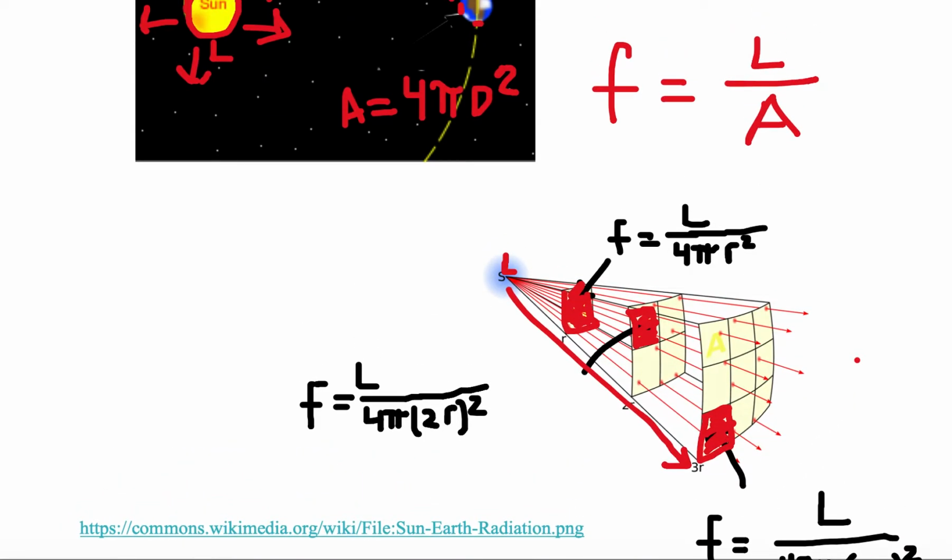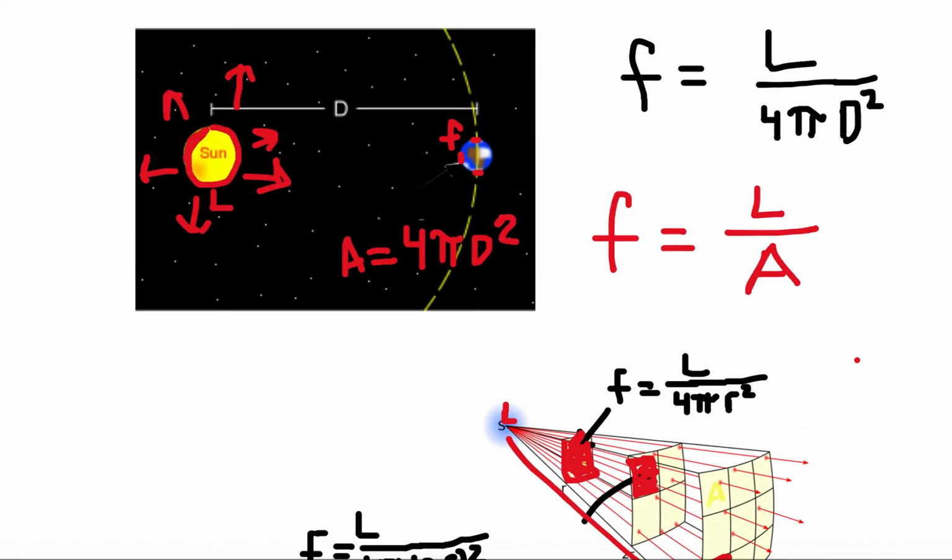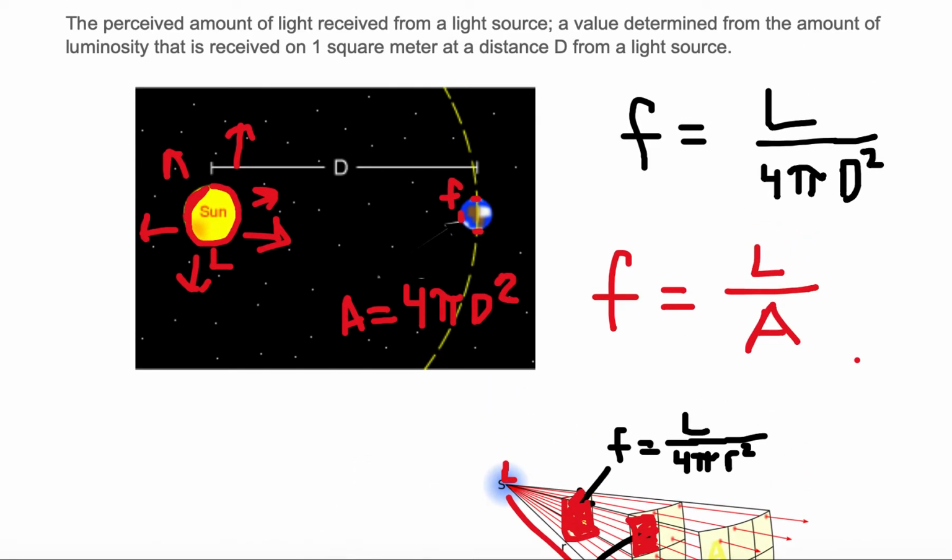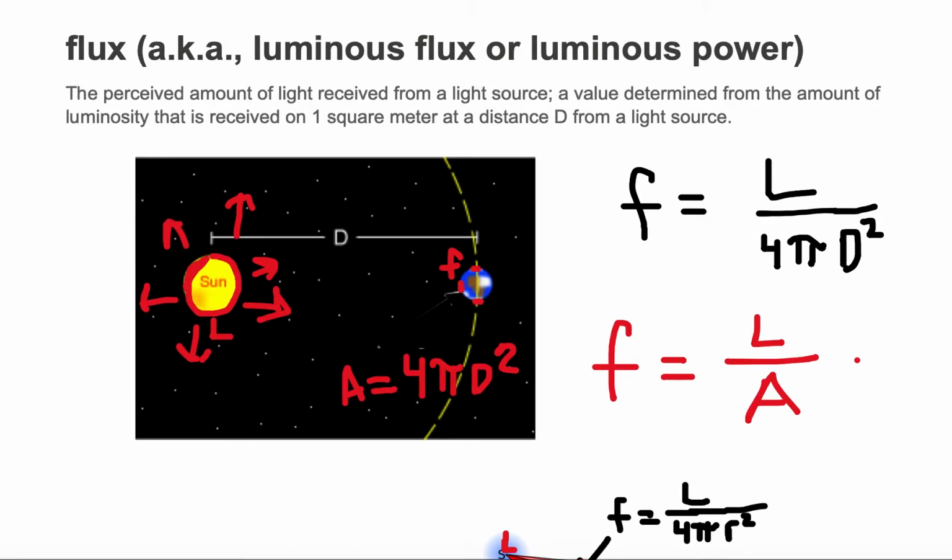The light spreads out in a sphere, and that sphere gets larger and larger as you step away from a light source, and so the flux, or the amount of light that is received with increasing distance, is lower the further you are away from the source.